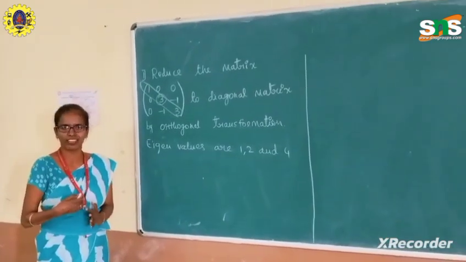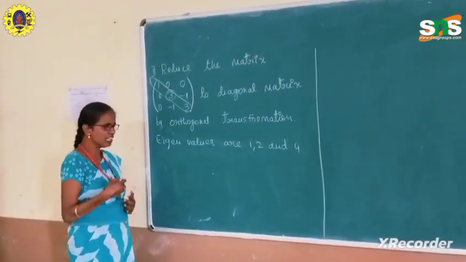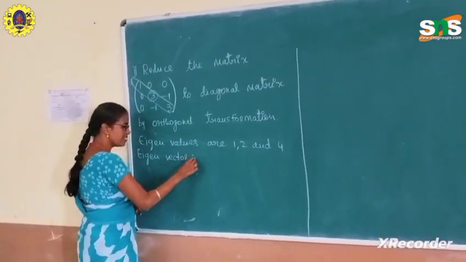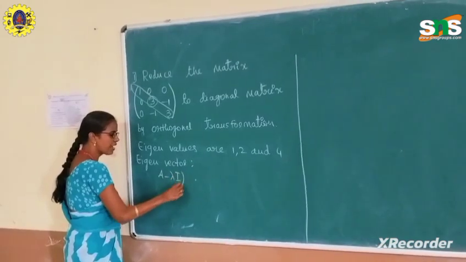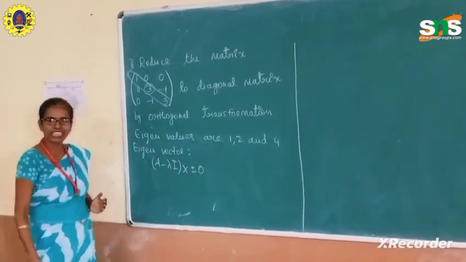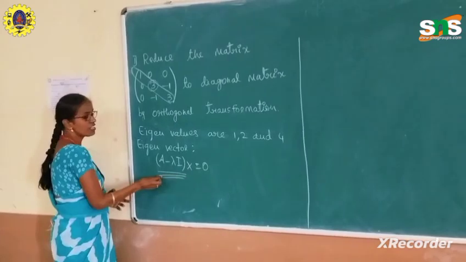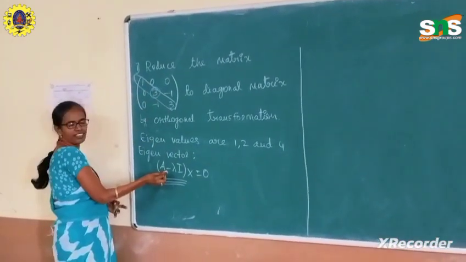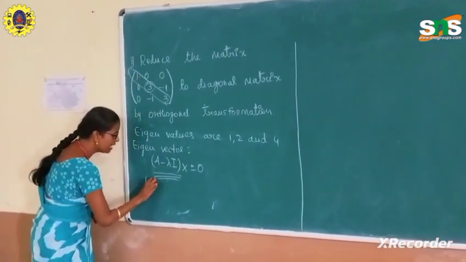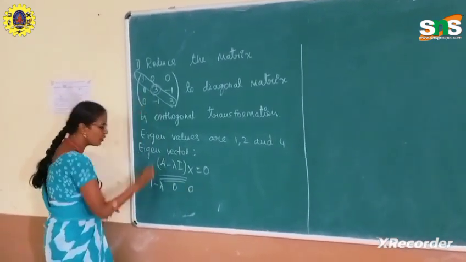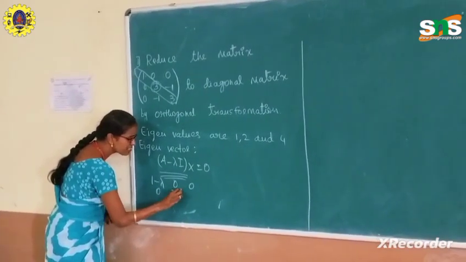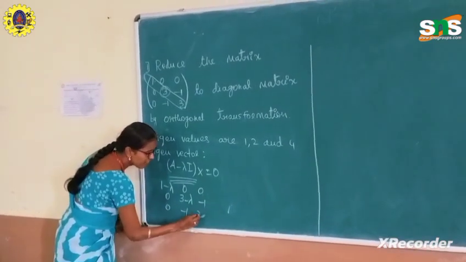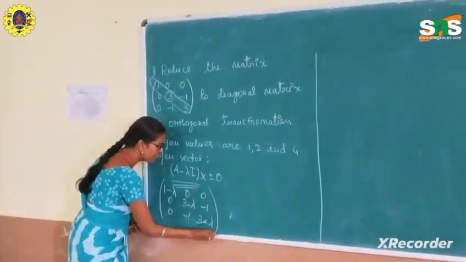We are going to find the eigenvector. For eigenvector, we have a formula. Using that formula, we need to find the eigenvectors one by one. The formula is (A minus lambda I) into X equal to 0. For this case, we just subtract lambda in the diagonal, then we get this matrix: 1 minus lambda, 0, 0; 0, 3 minus lambda, minus 1; and 0, minus 1, 3 minus lambda. This is how we write A minus lambda I.